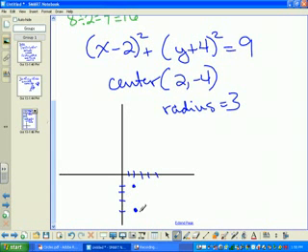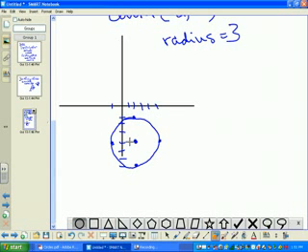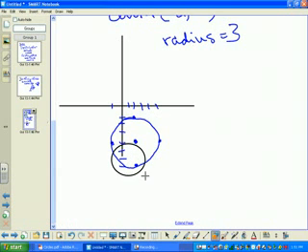Up 3, right 3, left 3, and down. And that's the best I can do. That doesn't look quite, but let's see how close. Pretty close, didn't I? Yeah, I know. Mine looks kind of more like an egg, doesn't it? It's kind of.